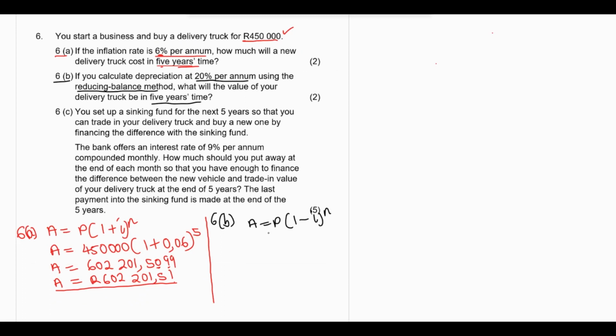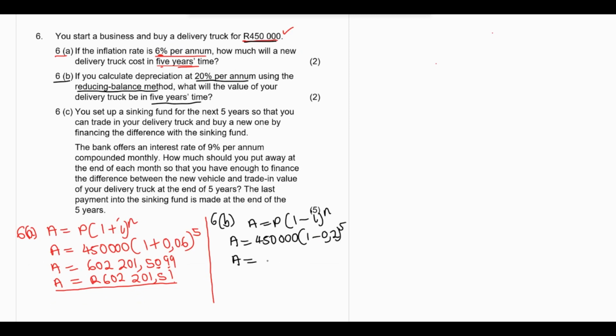So our P is still the 450,000, and then our i is 0.2 because it's 20%, and then n is still 5 because our period here is 5 years. So n is 5. So it's going to be A is equal to 450,000 times (1 minus 0.2) to the power 5. And then you can put this in the calculator.